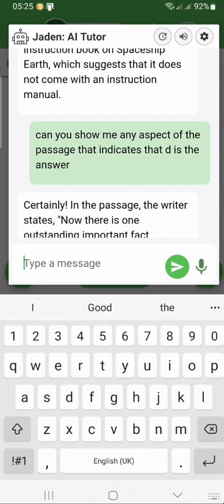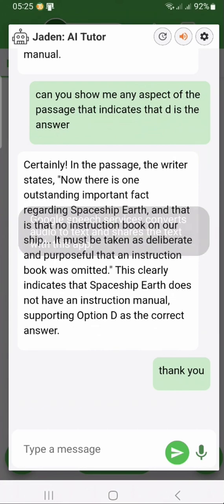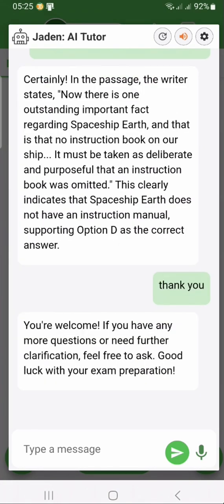So let's tell the AI tutor thank you. Thank you. You're welcome. If you have any more questions or need further clarification, feel free to ask. Good luck with your exam preparation.